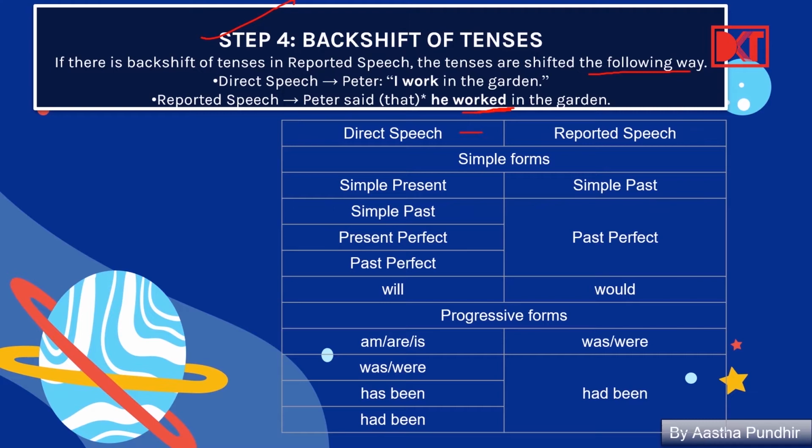Here is the table of the backshifting from direct speech to reported speech. The simple forms: simple present to simple past. Simple past to past perfect, present perfect also to past perfect, and all past perfect will remain in past perfect. Will changes to would. The progressive forms change as am, are, is changes to was or were. Has been, have been changes to had been. This is the backshifting of tenses. And when does backshifting of tenses take place? When the introductory sentence is also in the past tense. All right.